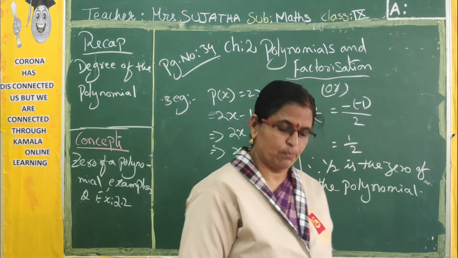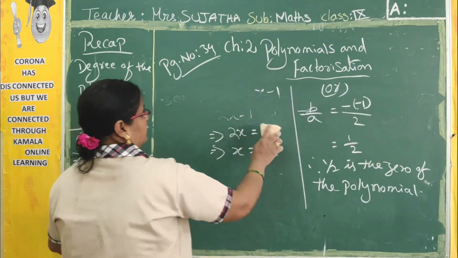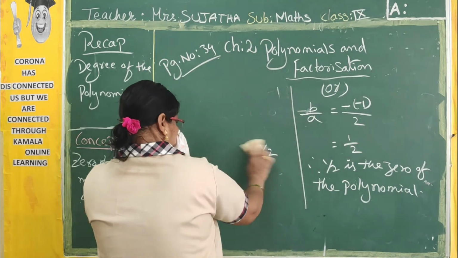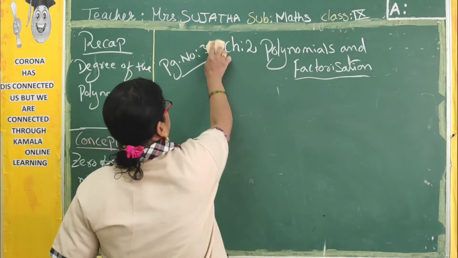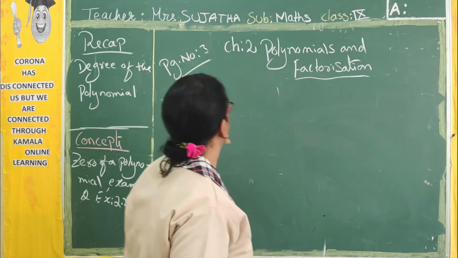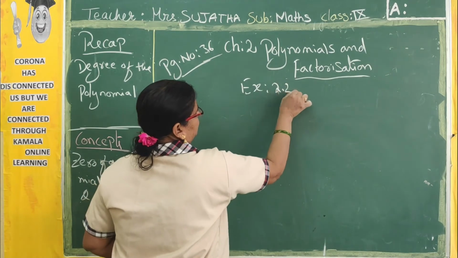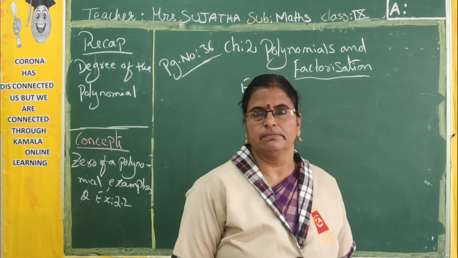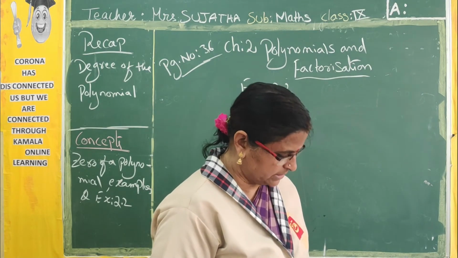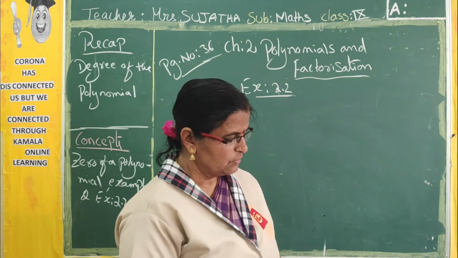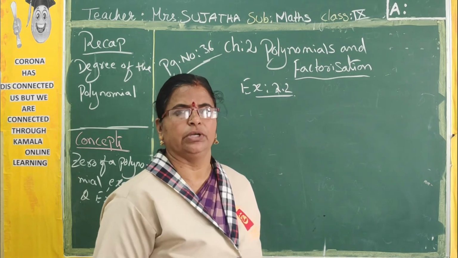Now we'll start exercise 2.2. Open page number 36. Out of 5 examples, 3 examples I explained. The remaining 2 you have to copy from the classwork textbook. Open page number 36. See exercise 2.2, first one. Find the values of the polynomial. The polynomial is given, and some values are given that you have to substitute in the x place.